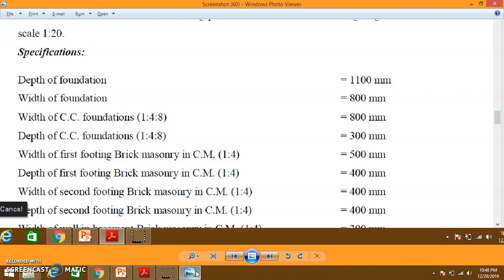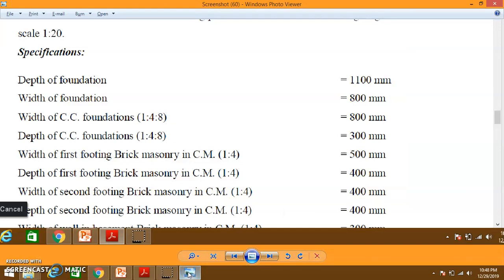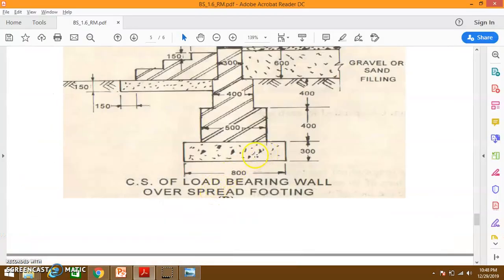Width of CC foundation. The CC foundation is 800, cement concrete. This is depth, this is width. The cement concrete width is 800. Next, depth of CC foundation is 300 mm.